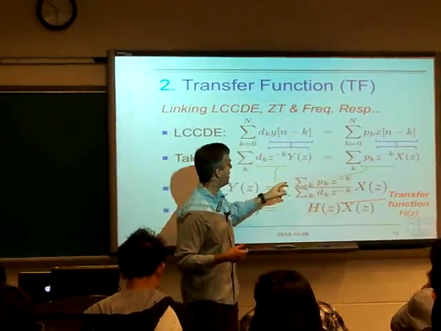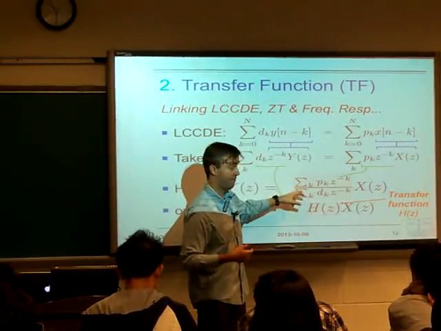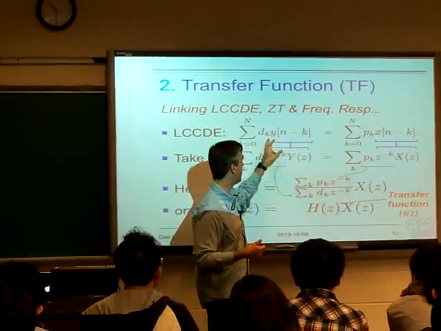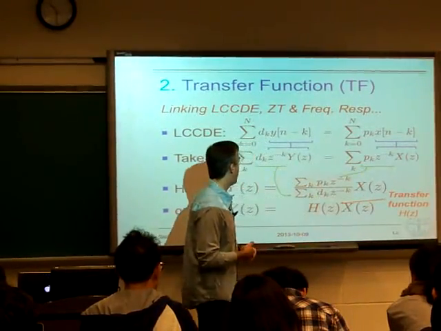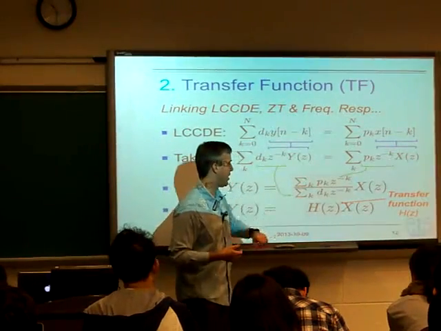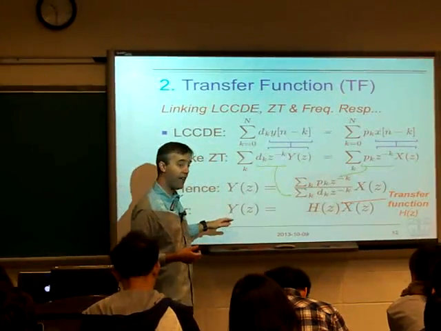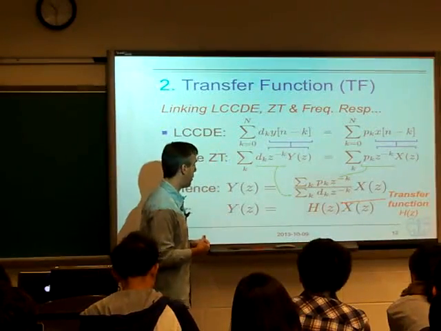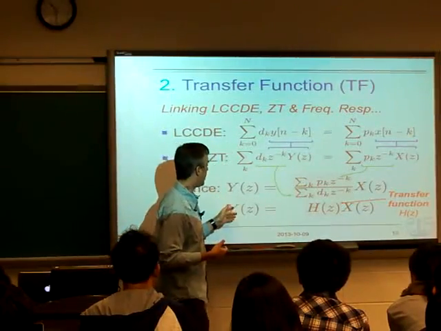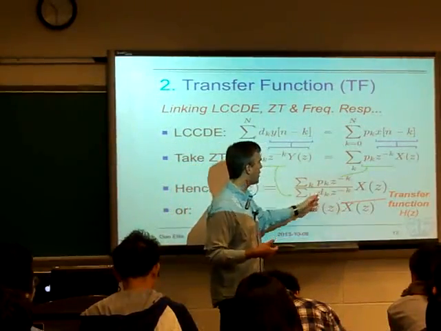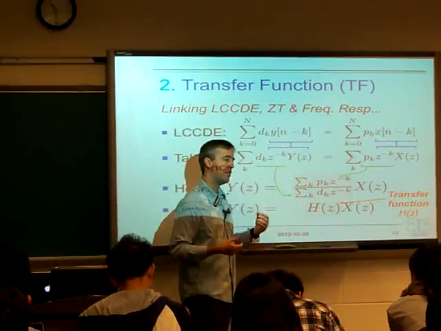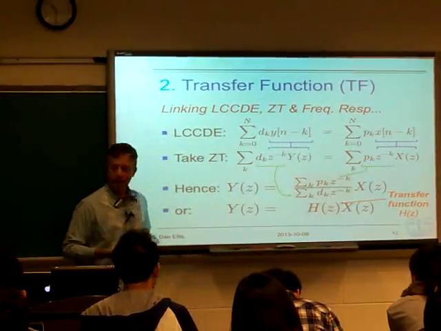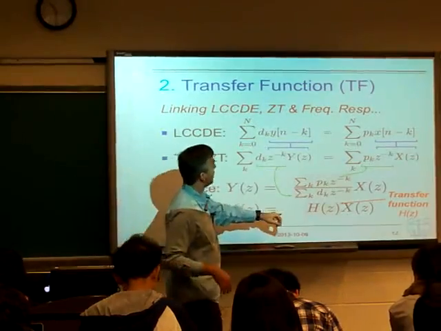Y of z is equal to this pair of polynomials, a rational polynomial in z whose coefficients are given by the LCCDE coefficients, times X of z. And we can call this whole thing H of z. And so now we have our z-transform expression, which is equivalent to this LCCDE expression. So the LCCDE written in the z-domain is like this: Y of z is H of z times X of z, where H of z is this rational polynomial in z with coefficients coming from the LCCDE. We call this H of z the transfer function.